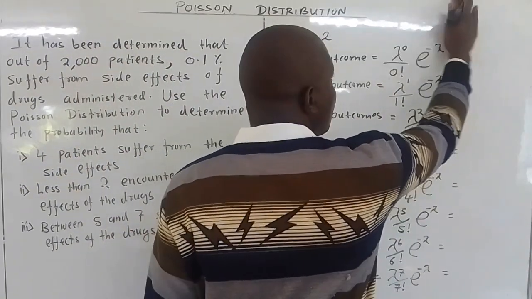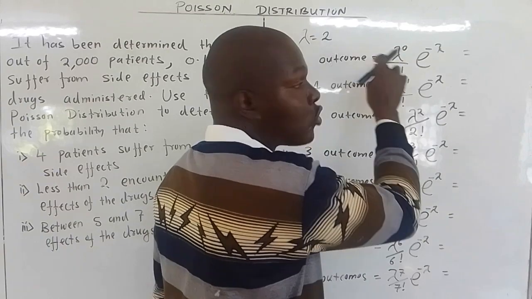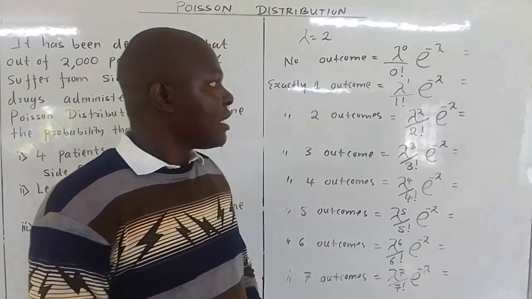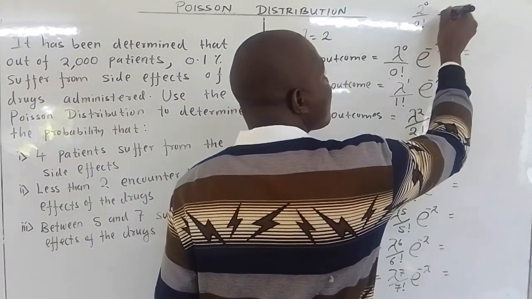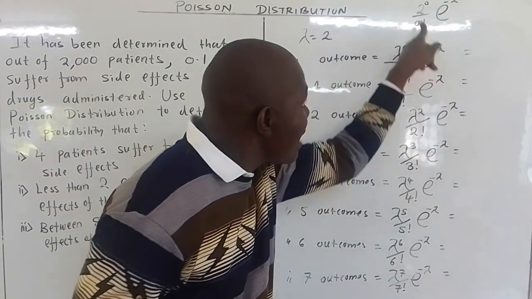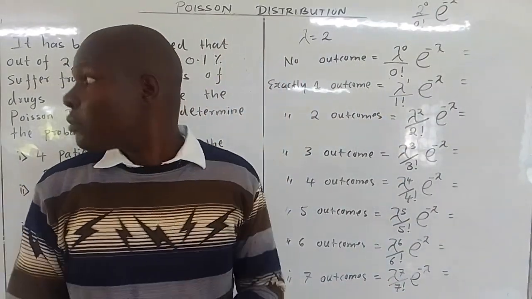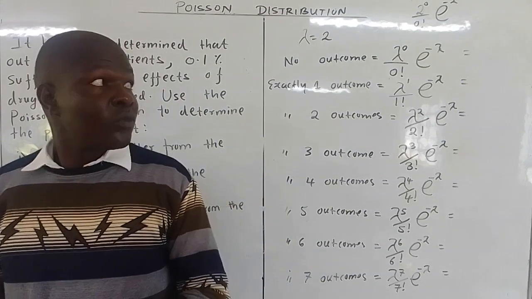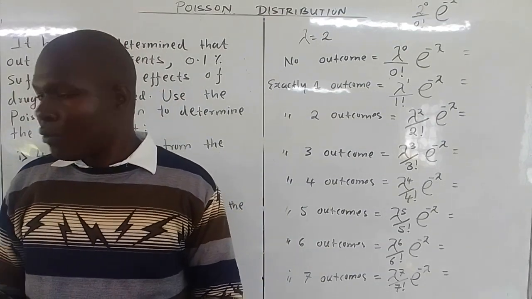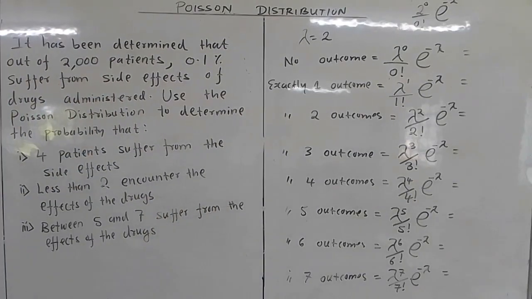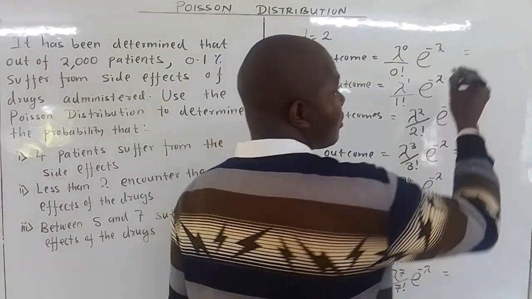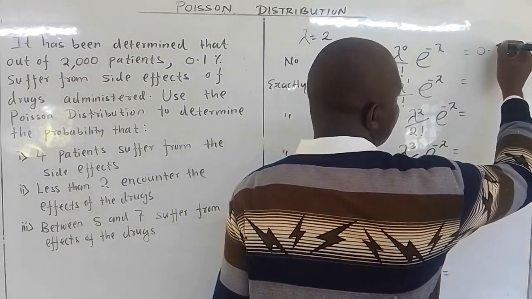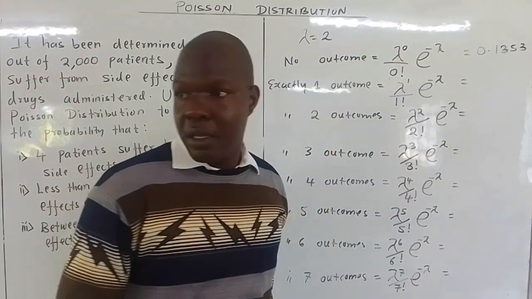So start with the substitution. Where there is lambda, you put 2. Start with the first one: 2 raised to power 0 over 0 factorial, exponential raised to negative 2. Where there is lambda, you put 2. Give me this value. What do you have? You have 0.1353.